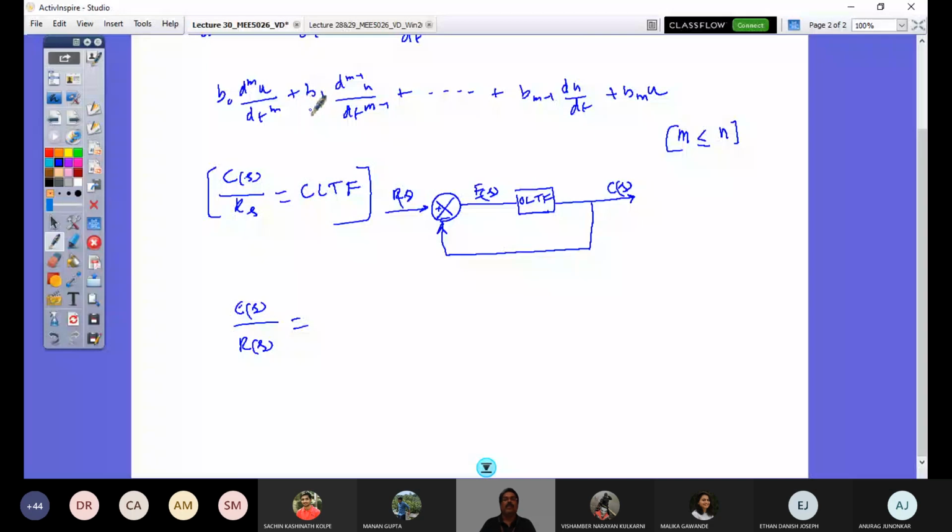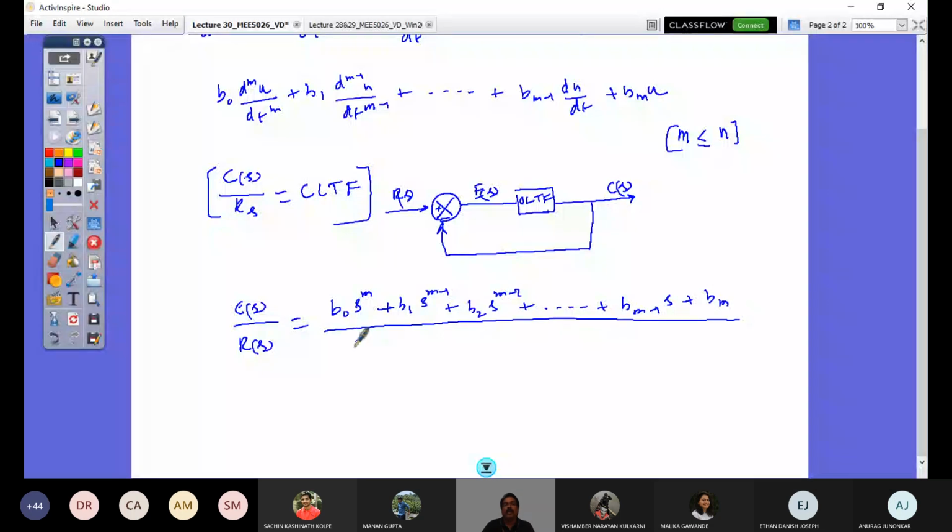Initial conditions are zero. Then I would have the ratio where the numerator is B naught S power M plus B1 S power M minus 1 plus B2 S power M minus 2 and so on, plus Bm minus 1 S plus Bm, divided by A naught S power N plus A1 S power N minus 1 plus A2 S power N minus 2 and so on, plus An minus 1 S plus An. Right, so this is my transfer function.